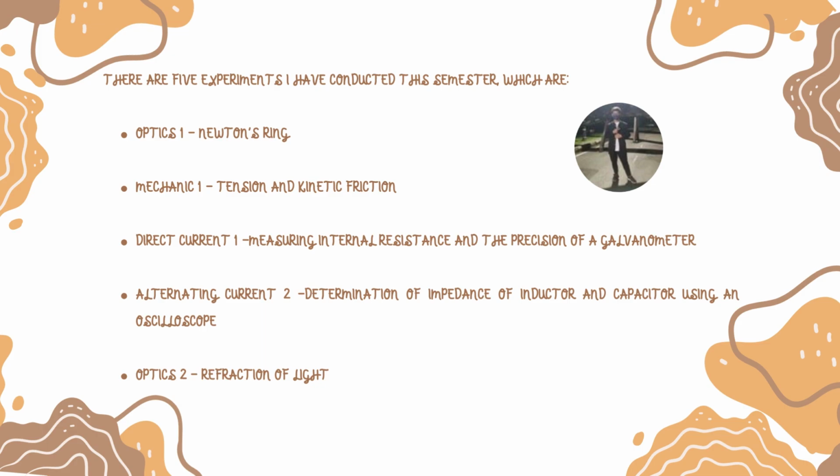The first experiment was in optics, where we explored the phenomenon of Newton's rings by observing the interference pattern created by a thin film of air between a plano-convex lens and a flat glass plate. This helped us measure the wavelength of light and understand the principles of interference.